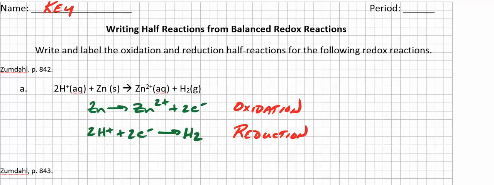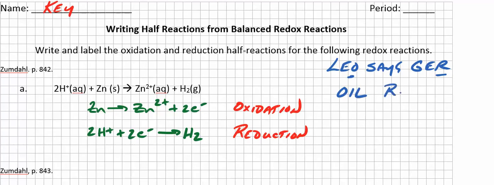The first thing to note is that we need to be able to distinguish between oxidation and reduction. We're going to use a couple of mnemonics here. The first one is LEO says GER. Losing electrons is oxidation, and gaining electrons is reduction. Another way we can remember this is OIL RIG. It tells us essentially the same thing. Oxidation is losing, reduction is gaining, just like that.